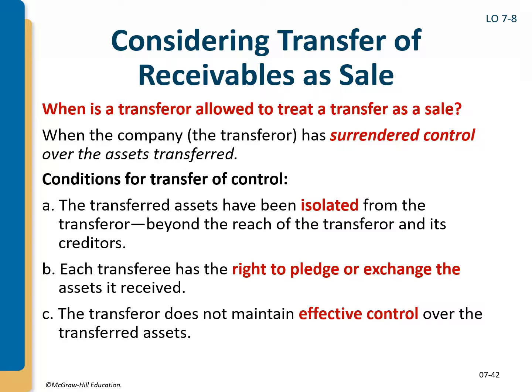The transferred assets, so accounts receivable or notes receivable, have been isolated from the transferor. So the company selling them or using them no longer owns them. They are beyond the reach of the transferor and its creditors. It's not an asset to them anymore. Each transferee, so the company buying them, has the right to use this asset they just bought as collateral for their own loans or sell them again. So they have control of that asset. They own it. And the transferor does not maintain effective control over the transferred assets. So it's truly a sale.